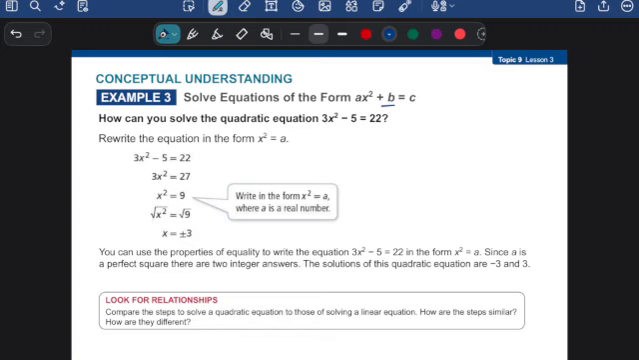Example 3, now we have another constant involved in our equations. That's okay, we're just going to keep following the property of equality, apply our opposite operations, and solve for x. So first thing we need to do is move the negative 5 to the other side by adding 5 to both sides. 3x squared equals 27. Now we can divide by the coefficient. X squared is going to equal 9. That is a perfect square, so don't forget your positive and negative 3.